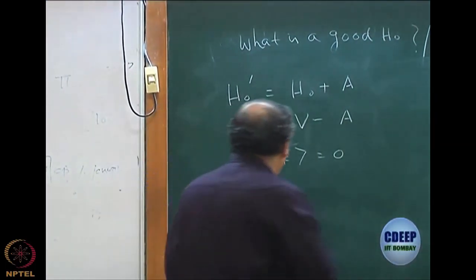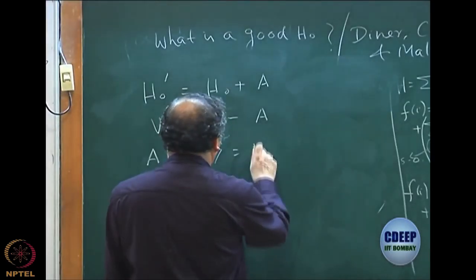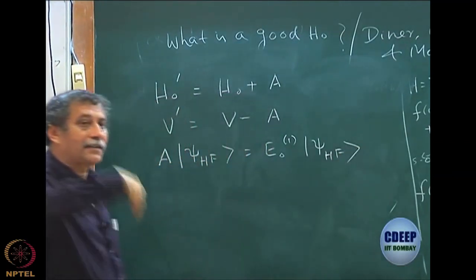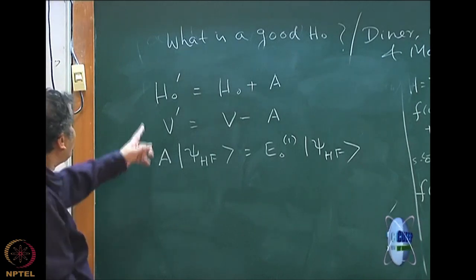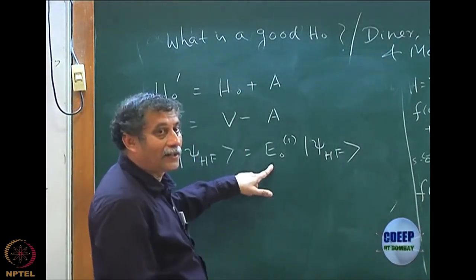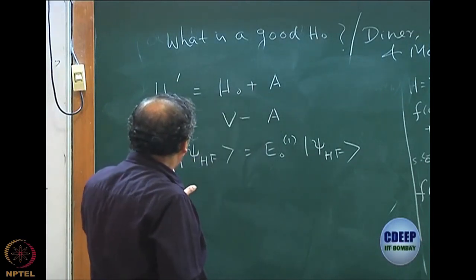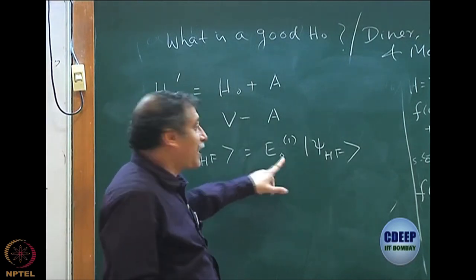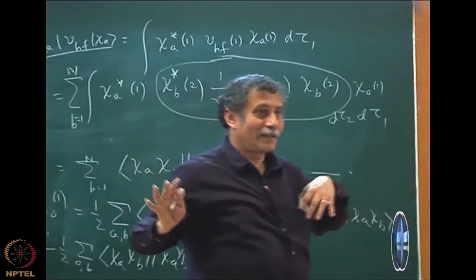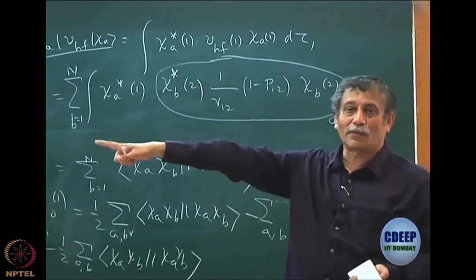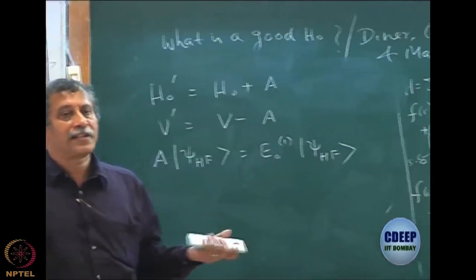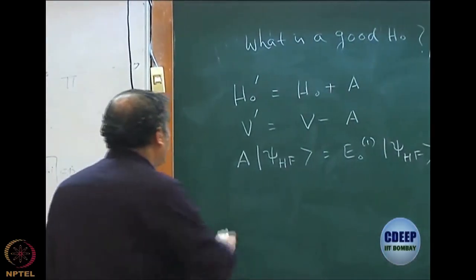On the other hand, if I say A psi Hartree-Fock is E01 psi Hartree-Fock, then something will change, and I will get back the same thing as H0 plus V prime, except that H0 prime is not H0 plus the number E01, but an operator whose eigenvalue with respect to psi Hartree-Fock is E01. Remember, A is not this number operator because with respect to other determinants, it may give a different value. But only when it acts on psi Hartree-Fock, it gives me E01 psi Hartree-Fock. If I do this, I will simulate the previous prime thing and results will still not change, because everything is with respect to psi Hartree-Fock.